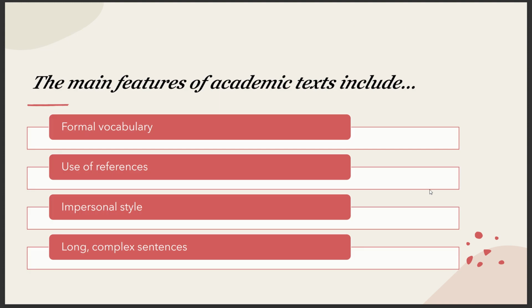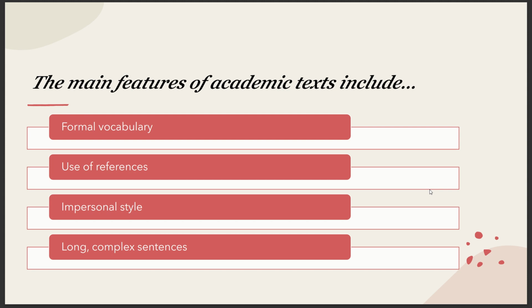So, continuing, guys, the main features of academic texts include these things. Whenever you have a text but you're not really sure whether it is academic or not, you can analyze it and try to find these 4 features. If a text has these 4 features correctly and effectively, there's a big chance that it is academic.